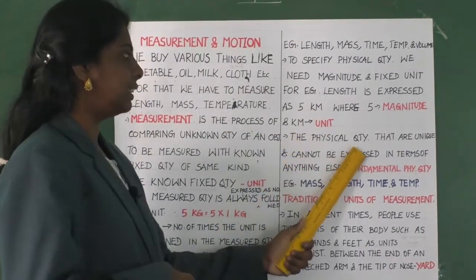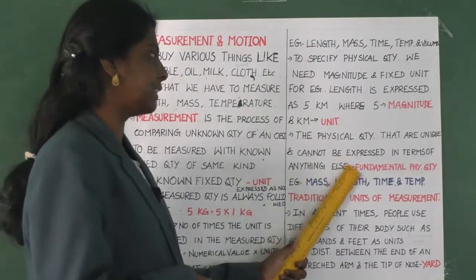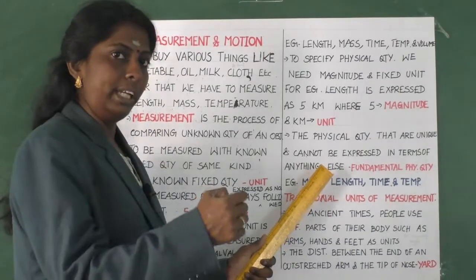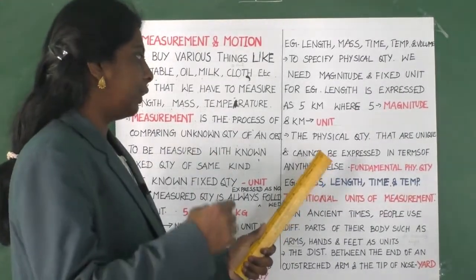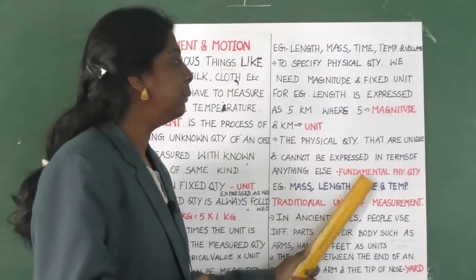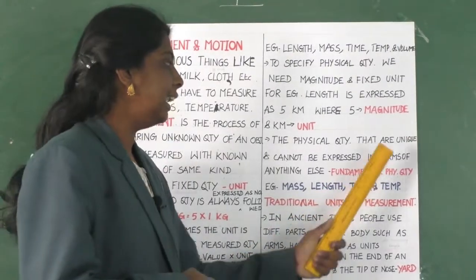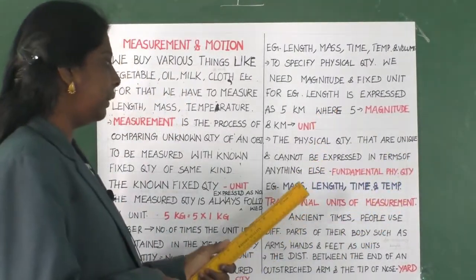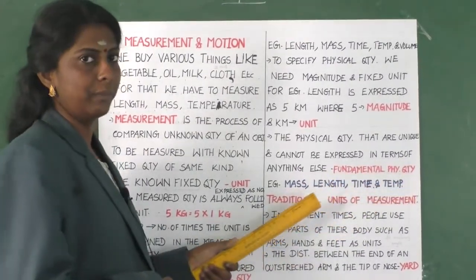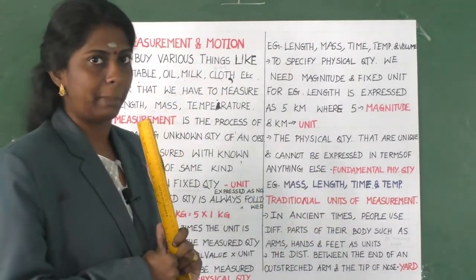Then the physical quantities that are unique and cannot be expressed in terms of anything else, unique to their own thing, are said to be fundamental physical quantities. What are they? Fundamental physical quantities. For example, mass, length, time and temperature. Okay, so this is about the basics of measurement.